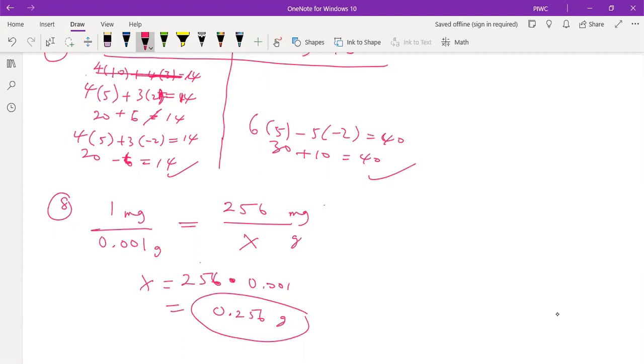Or if you remember your conversion very well, gram is a bigger unit than a milligram. So it means that since you expect a smaller number, you have to divide by 1,000. 1,000 milligrams is 1 gram. You can go back to conversion and basis of conversion as well to do that. Okay.